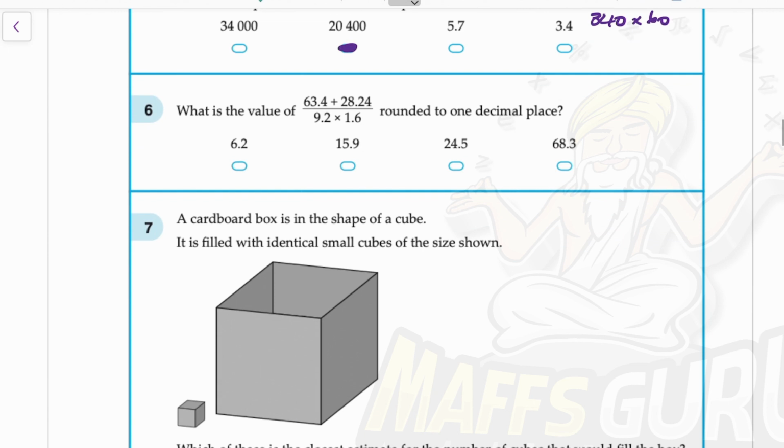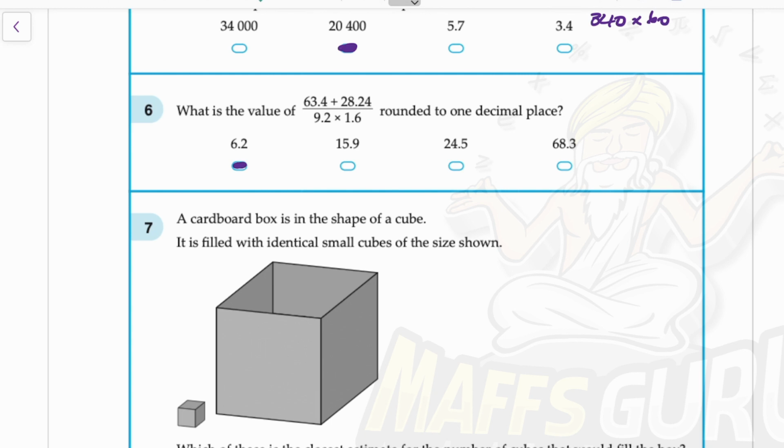What is the value of this rounded to one decimal place? Again, I'm firing up my calculator. 63.4 plus 28.24, just adding those in. And the great thing about my calculator is I can put it in fraction form. But again, let's just check. We get 6 point, and it wanted it to one decimal place, so 6.2 is the correct answer.